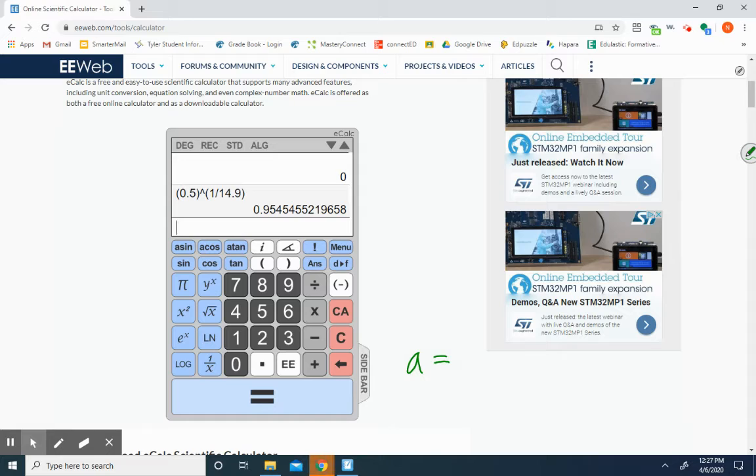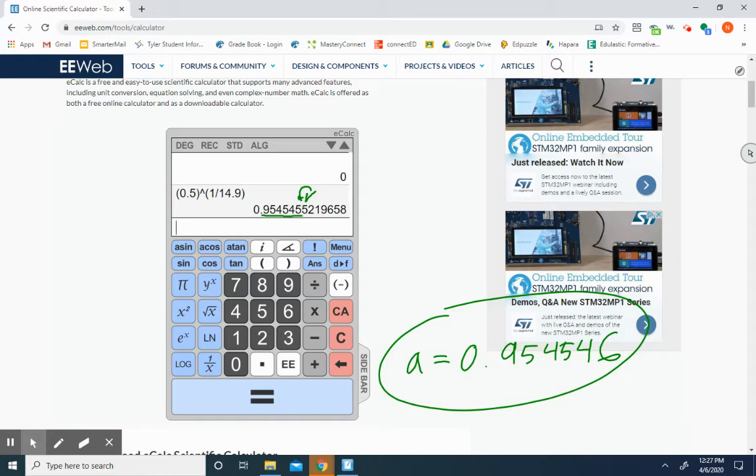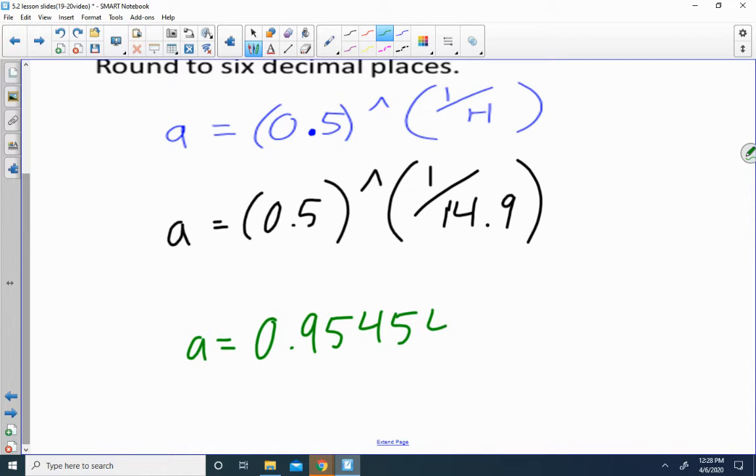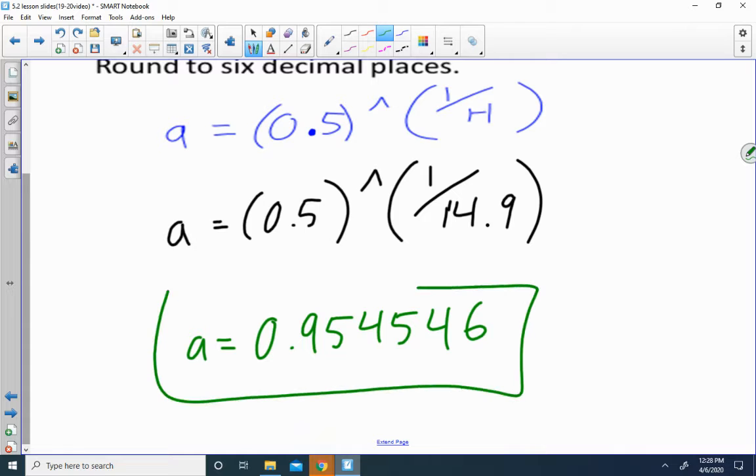Again, it's supposed to look yucky. And again, we'll round to 6 decimal places. 1, 2, 3, 4, 5, 6. This is the 7th decimal right here. 5 and above means I got to round up. So 0.954546. That is my little a. All right, we'll go ahead and write that down right here. 0.954546. That is little a. That is what will go into the Hawks program to get yourself an easy peasy point.